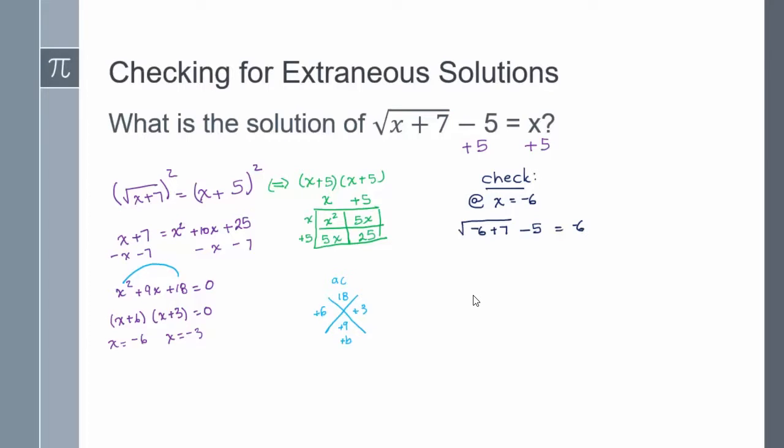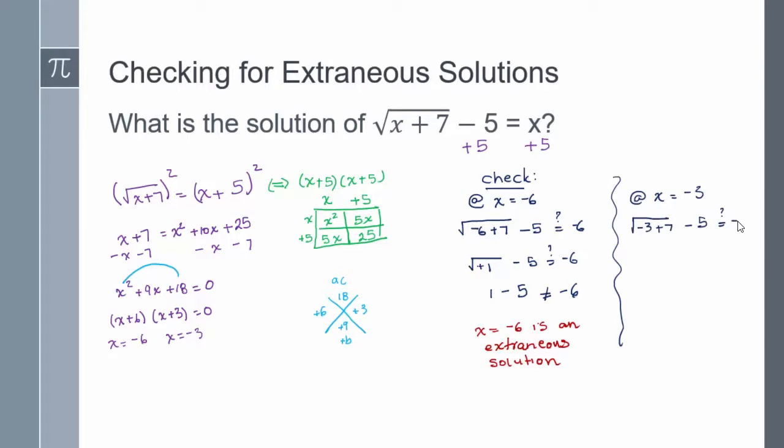Check our work. At x equals negative 6, does the square root of negative 6 plus 7 minus 5 equal negative 6? Negative 6 plus 7 is positive 1. The square root of 1 is 1. 1 minus 5 does not equal negative 6, which means x equals negative 6 is an extraneous solution.